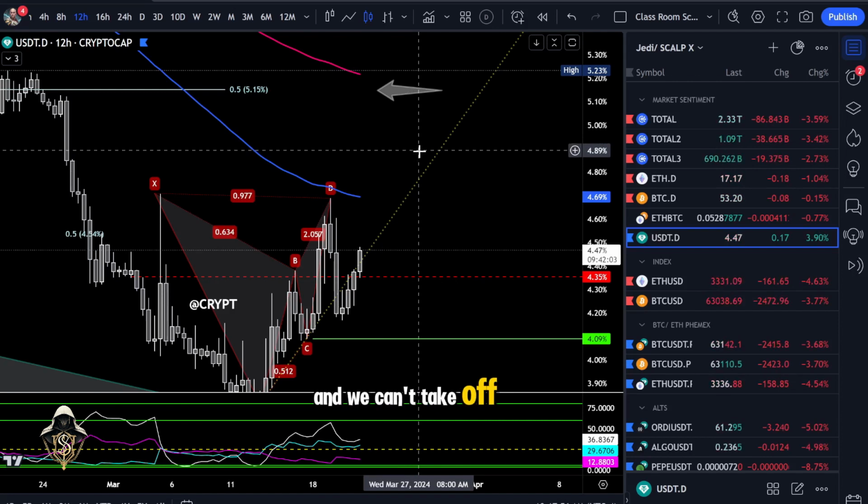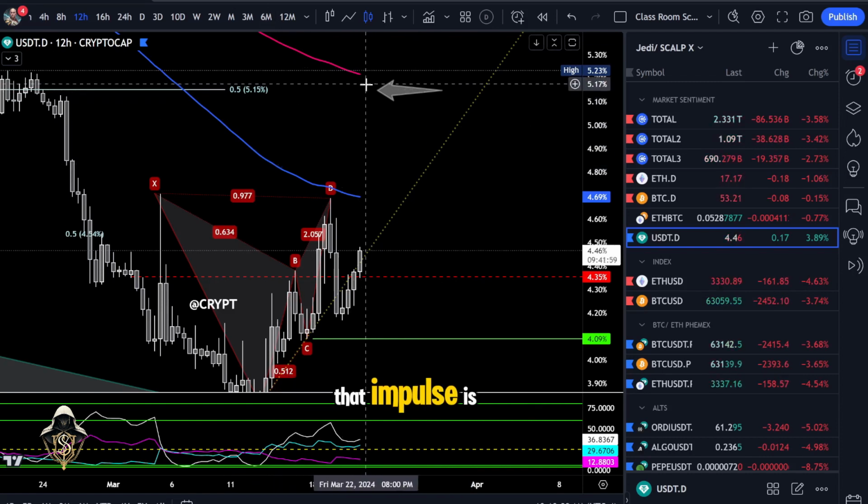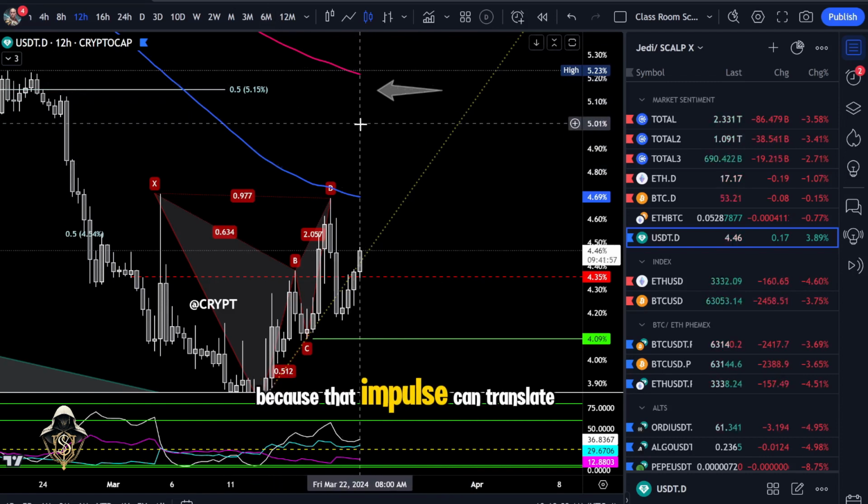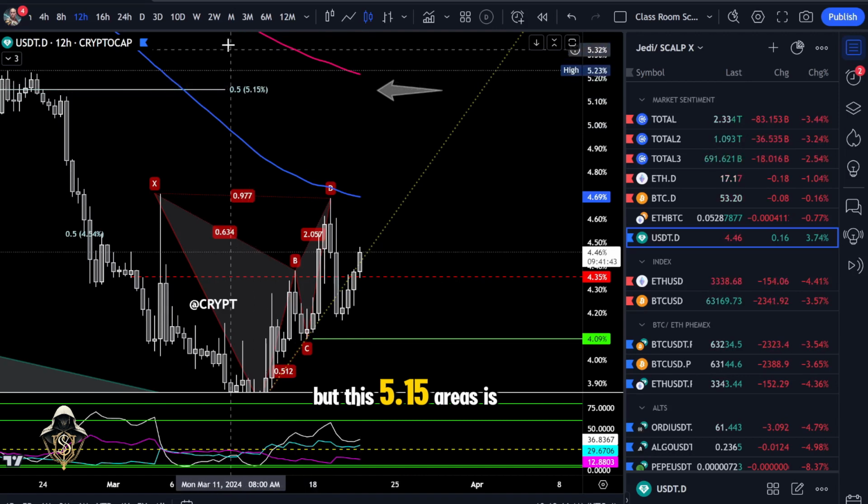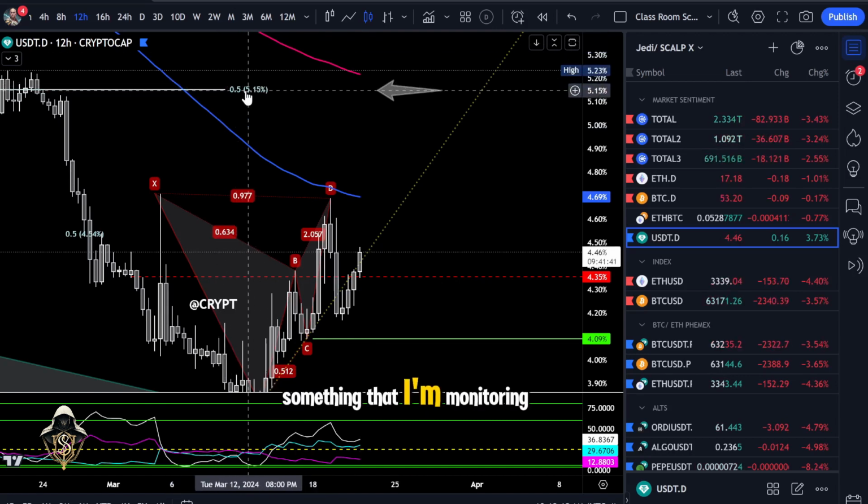And we can't take off the table 2600s, just depending on how strong that impulse is, because that impulse can translate to strong momentum. We'll need to check volume at that time in case there's deviation and it's a false move to the downside, or maybe just even a flush out, if you will. But this 5.15 area is something that I'm monitoring.